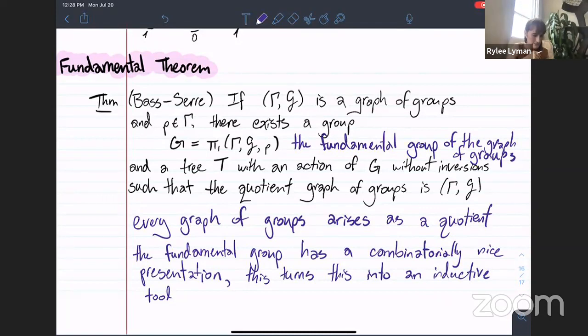We'll spend most of tomorrow going backwards. We'll start with a graph of groups, and we'll think about what the Serre tree has to be and what the action has to look like. And then we'll understand this fundamental group in terms of loops. Yeah, that will be the goal for tomorrow.